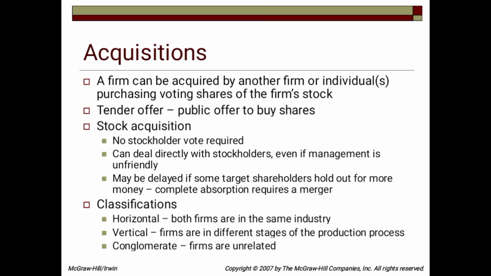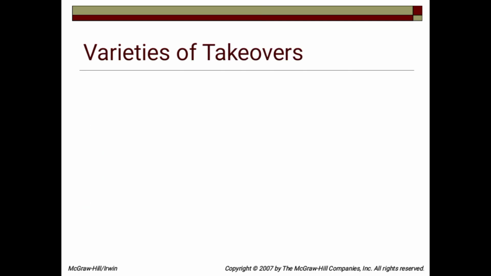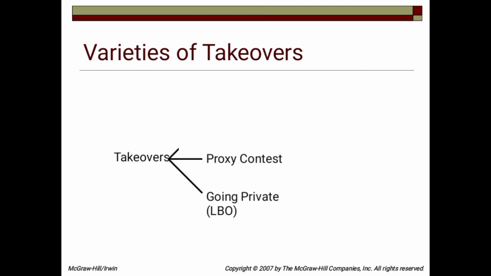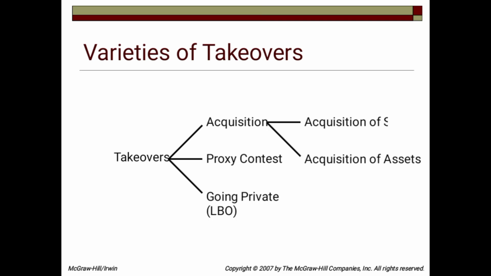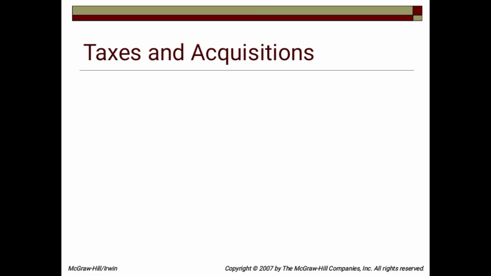Classifications. Horizontal: both firms are in the same industry. Vertical: firms are in different stages of the production process. Conglomerate: firms are unrelated. Varieties of takeovers. Takeovers are divided into acquisition, proxy contest, and going private, which is called an LBO. Acquisition is divided into merger, acquisition of stock, and acquisition of assets.